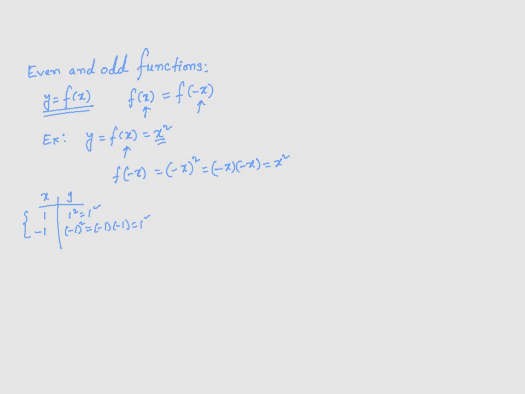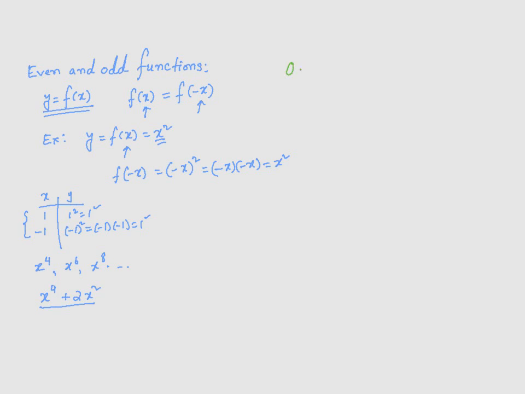This is an even function, as is any even power of x. So things like x to the power 4, x to the power 6, x to the power 8 are examples of even functions. Or I could have something like x to the power 4 plus 2x squared. This is also an even function, because if you replace x with negative x, it's not going to change the value of the function. Now let's talk about odd functions.